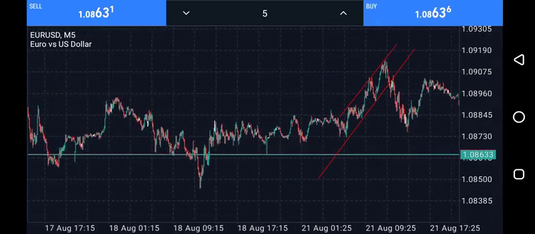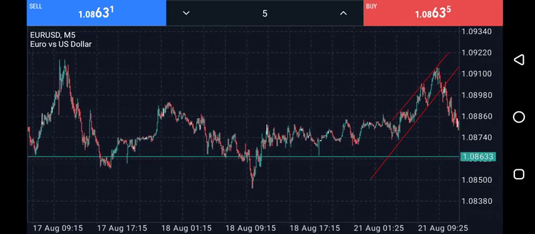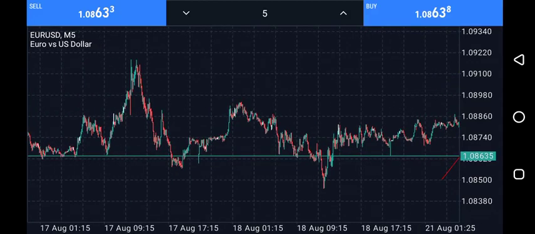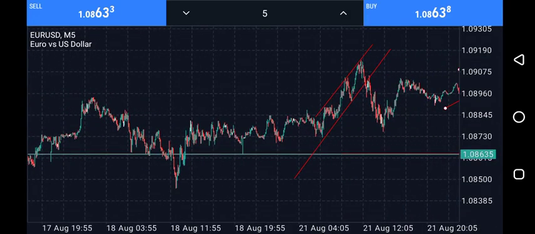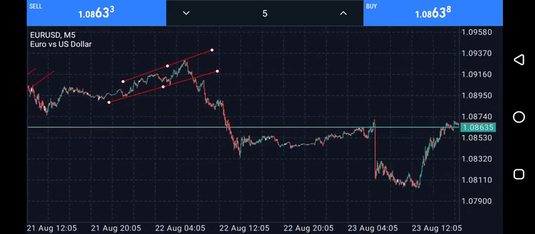Okay, it's that easy. We have support and resistance zones and trend line liquidity. So it's all that. I think that will be all for this video.